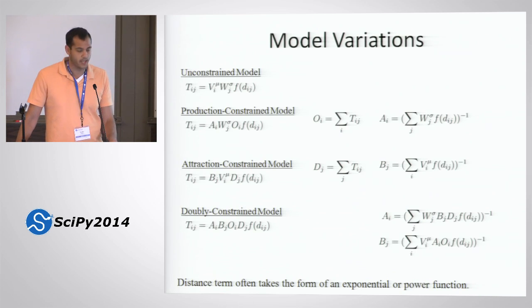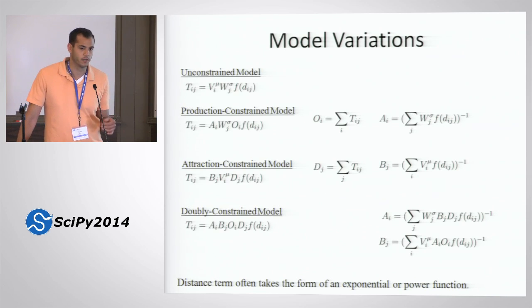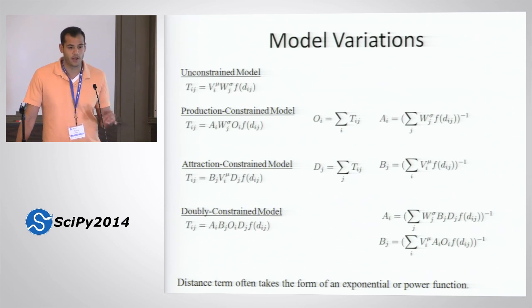The production constrained model adds in the term Oi, which is the sum of flows originating at each location, and adds in a balancing factor Ai, which conserves the number of flows starting at each location. So in a production constrained model, we seek to ensure that the number of flows in our observed data starting at each location is also the same in the estimated data that we produce. And this is very useful for looking at how, say in terms of people, they would choose to move to a destination, so you can investigate the factors which make a destination more attractive.